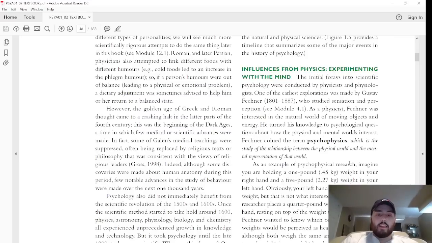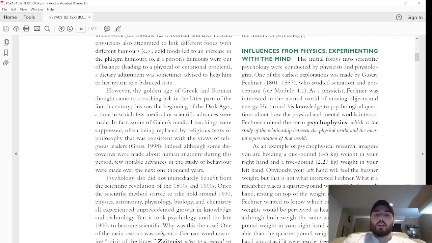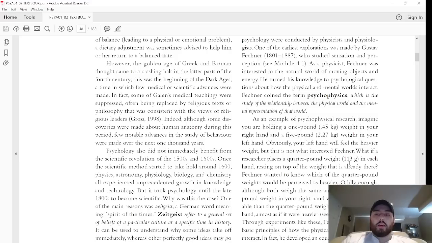Fechner coined the term psychophysics, which is the study of the relationship between the physical world and the mental representation of that world, right? As an example of the psychophysical research, imagine you are holding a 1 pound weight in your right hand and a 5 pound weight in your left hand. Obviously, your left hand will feel the heavier weight, but that is not what interested Fechner. What if a researcher places a 1/4 pound weight in each hand, resting on top of the weight that is already there? Fechner wanted to know which of the 1/4 pound weights would be perceived as heavier.